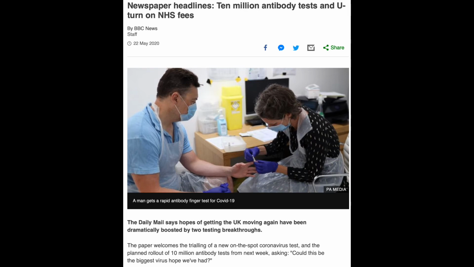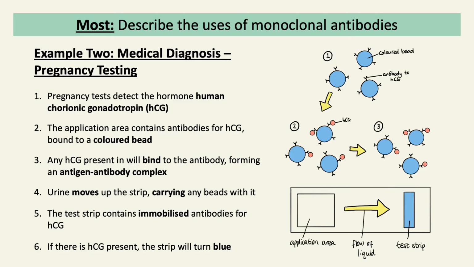The second use is in medical diagnosis. You are all probably familiar with one particular use of monoclonal antibodies in medical diagnosis. I am, of course, talking about COVID-19 antibody tests. However, the example you will learn about today is pregnancy testing. Pregnancy tests detect the hormone human chorionic gonadotropin, or HCG, in women's urine.